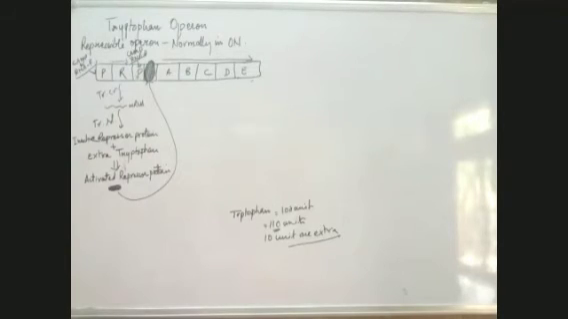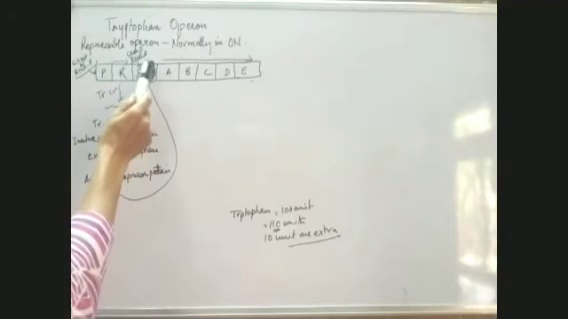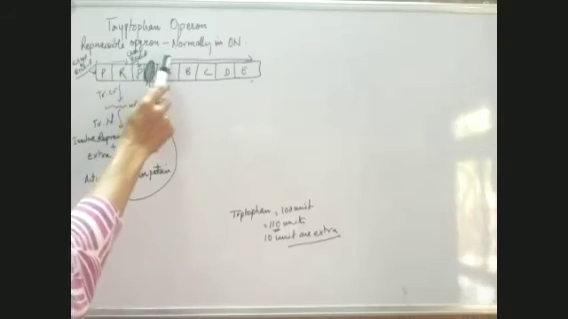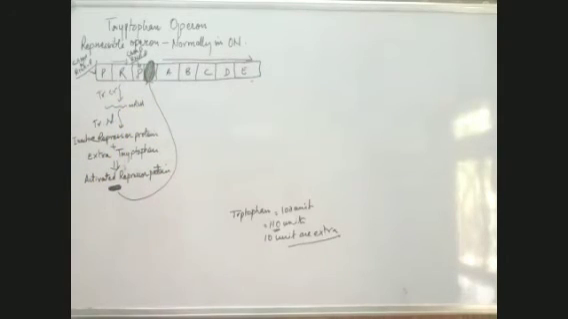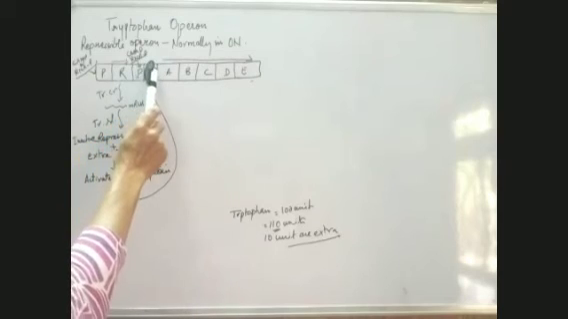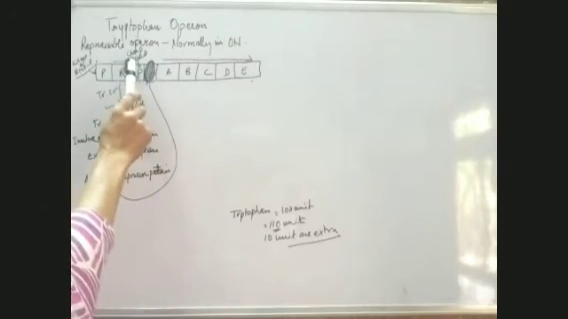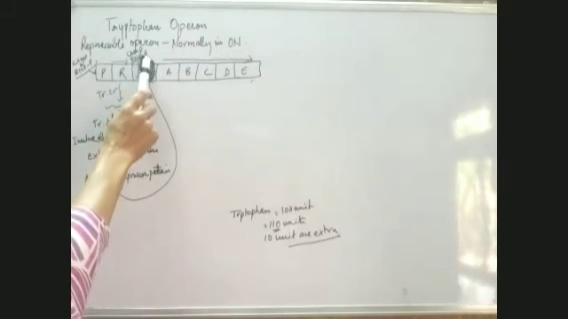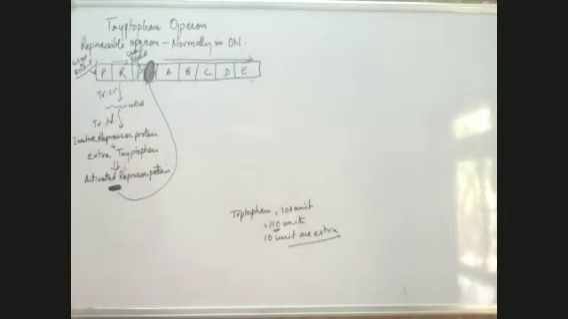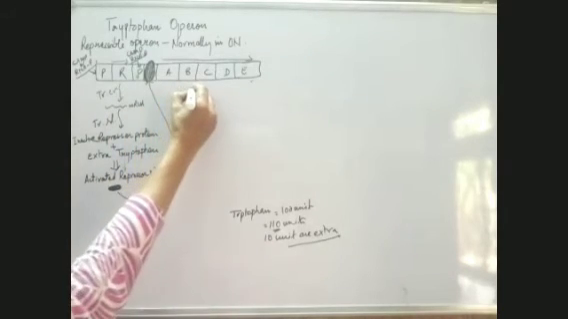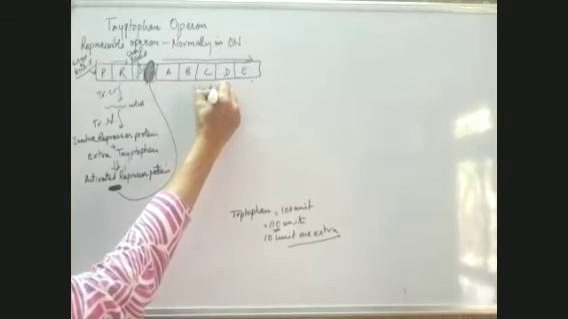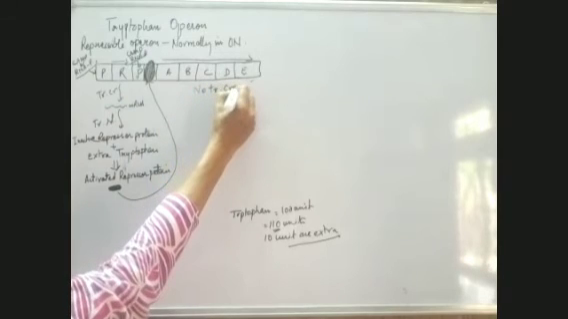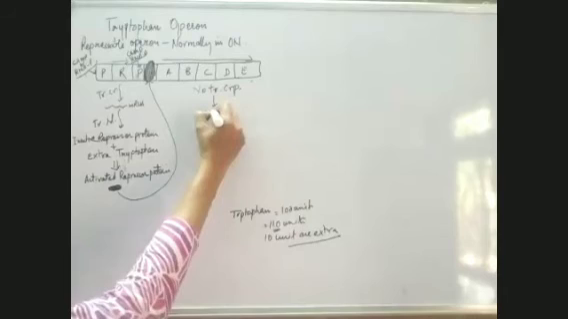Now, because it has bound to the O site, the RNA polymerase, which is at the P site, cannot slide over the structural genes A, B, C, D, E because of this obstacle. Because of the activated repressor protein present here, the RNA polymerase cannot slide over the structural gene. That means no transcription, no messenger RNA.